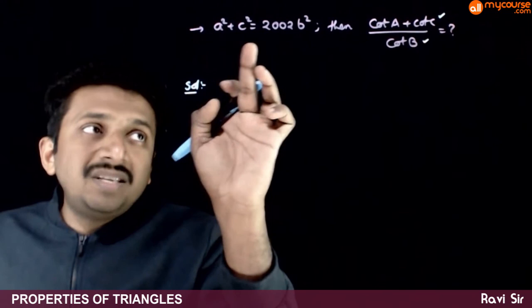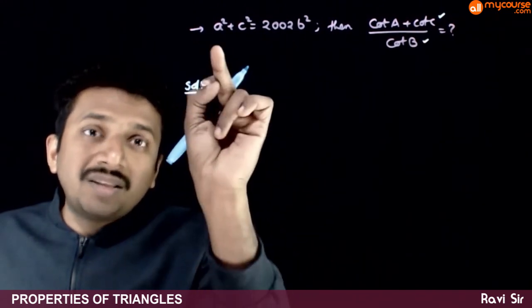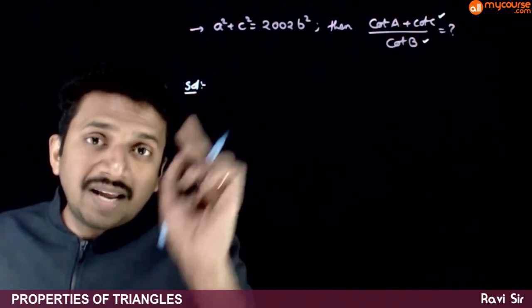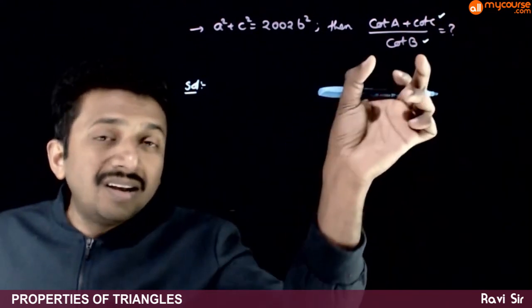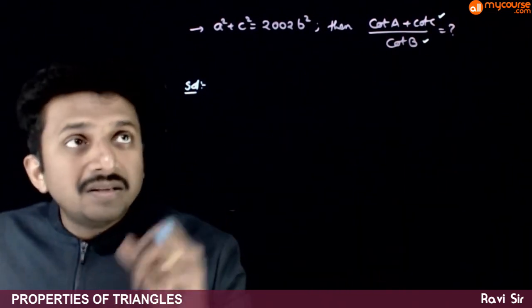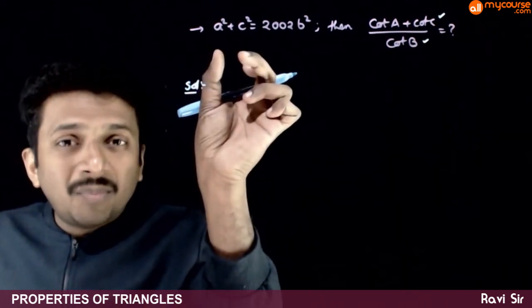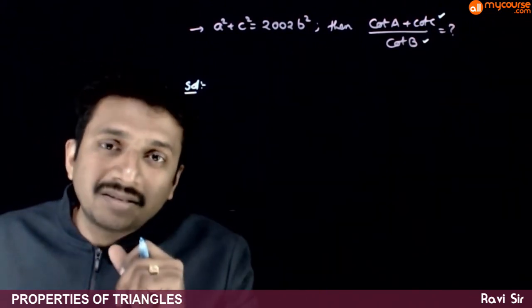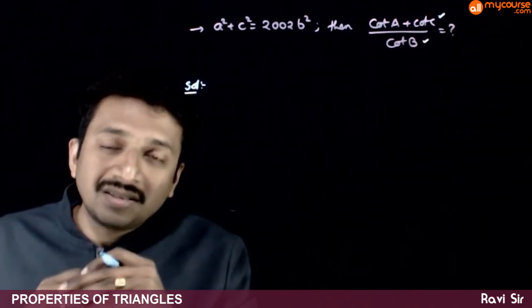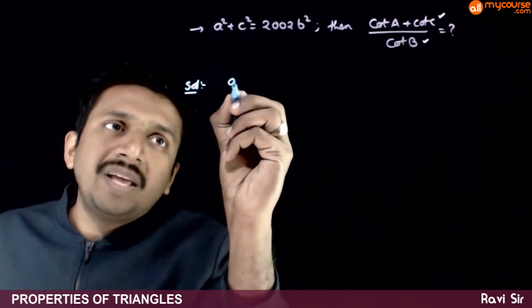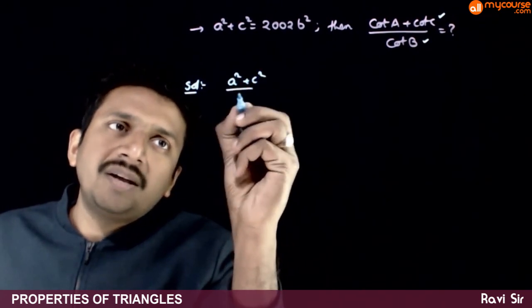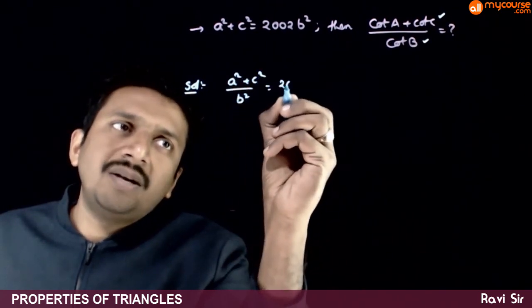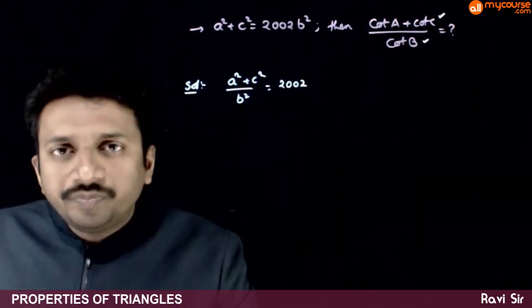So a square plus c square is equal to 2002 b square. This is a relation in the sides. This is a relation among the angles. So how do you convert the relation among sides to the relation among angles? One of the ways is the sine rule. So (a square plus c square) by b square is equal to 2002.